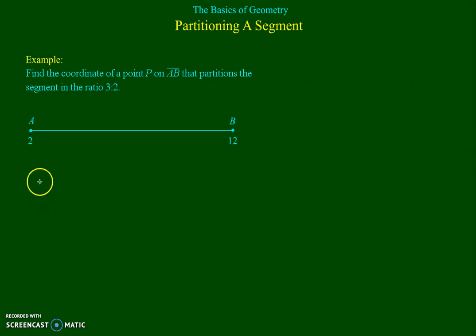In this example, we have a segment AB. The coordinate of A is 2. The coordinate of B is 12. And we're looking for the coordinate of a point P that's on segment AB that partitions the segment into the ratio 3:2. Okay, first thing we do is we determine how many parts we actually have to divide this segment into. In this case, it's 3 plus 2. So there's 5 total parts.